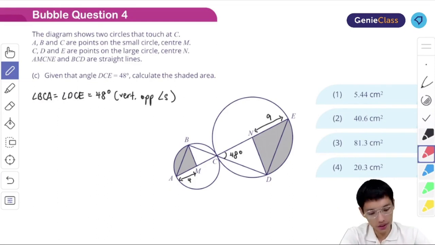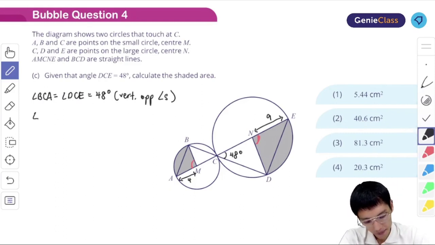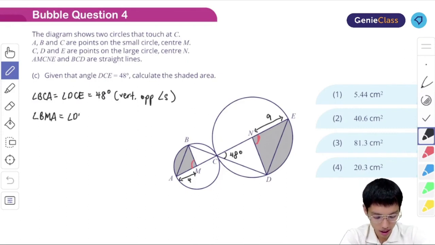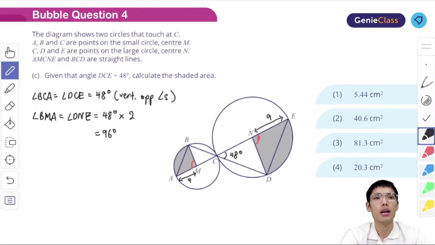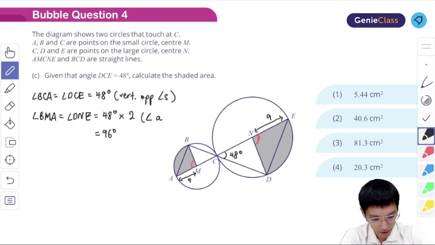In order to find my shaded area, you realize I need these two beautiful angles over here. And since M and N are my center, I can say this. I can say angle BMA is equals to angle DNE, because it is twice the angle. So 48 degrees times 2 is equals to 96 degrees. Because recap from last week's lesson, angle at center is equals to 2 times of angle at my circumference.